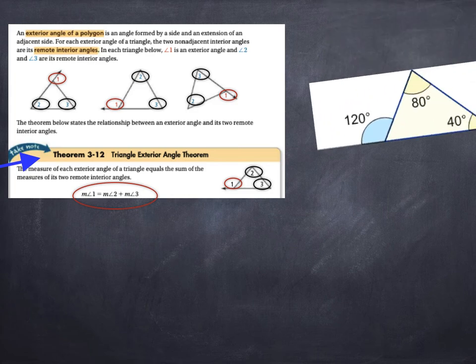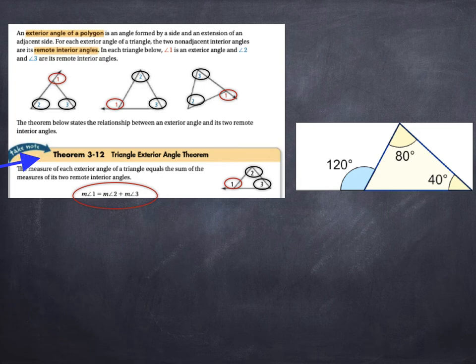So let's take a look at this example. The exterior angle in this figure is 120 degrees. So 120 degrees is equal to the sum of its remote interior angles, which are 80 degrees and 40 degrees. So therefore, 120 degrees is equal to 80 plus 40.